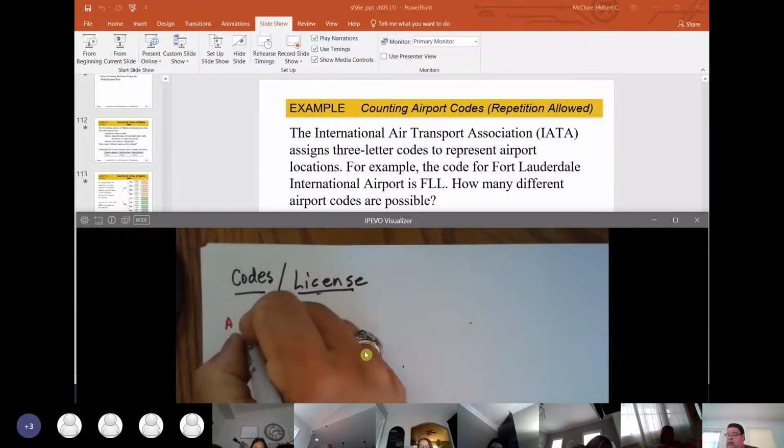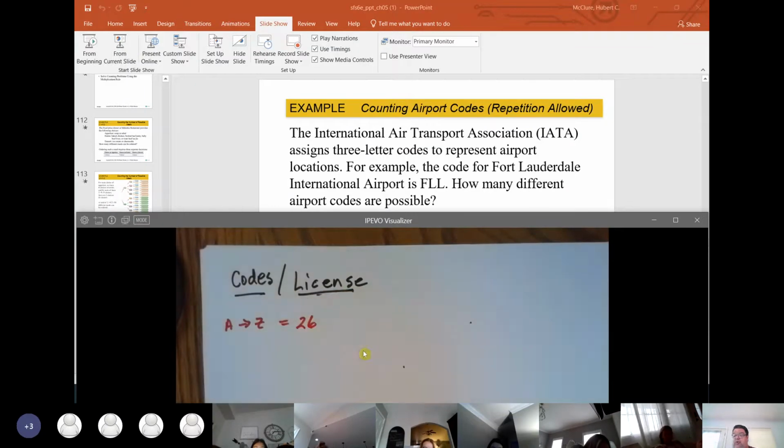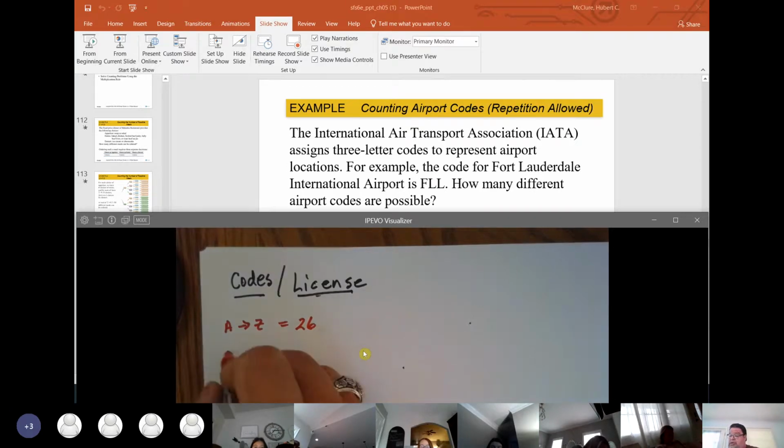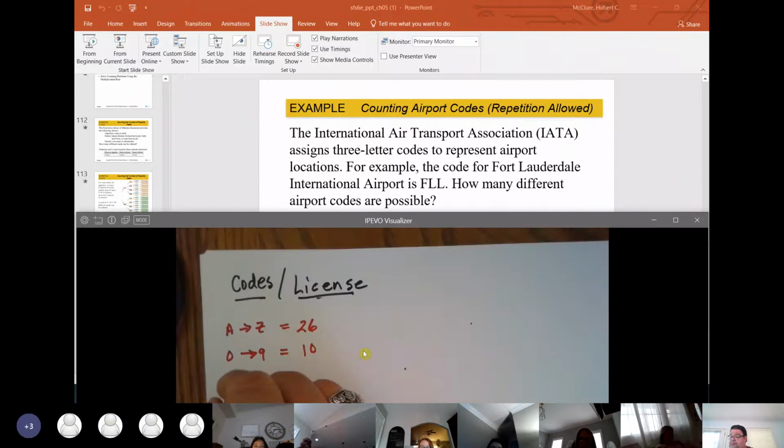A through Z is 26. Now, if you don't know that, I don't know where you were in 1st or 2nd grade. Okay? 0 through 9 is equal to 10. And spaces, slots equals exponents.